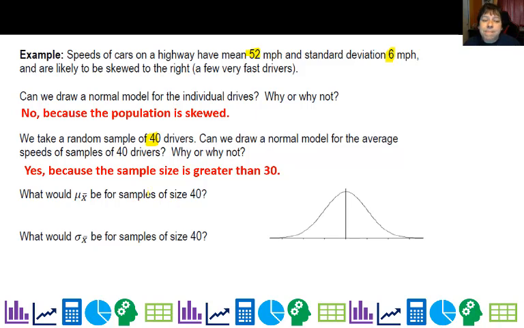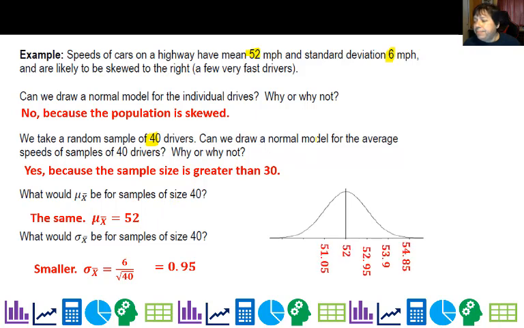What would the mean be? That's an easy question. It's the same. It's 52 miles per hour. What would the standard deviation be for samples of size 40? It's going to be smaller by the square root of 40. So I'm going to take that 6 there and divide it by square root of 40, and I get 0.95. So if I fill out my model, you'll see that the spread is not very big, okay?